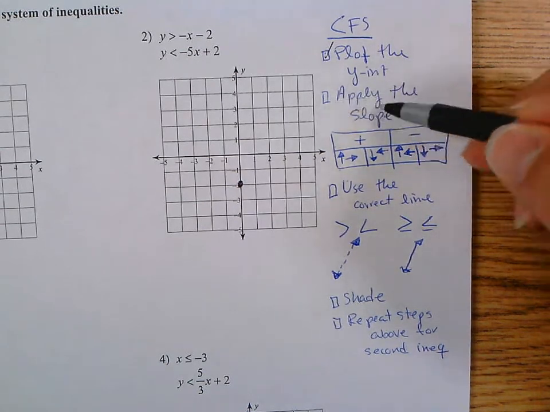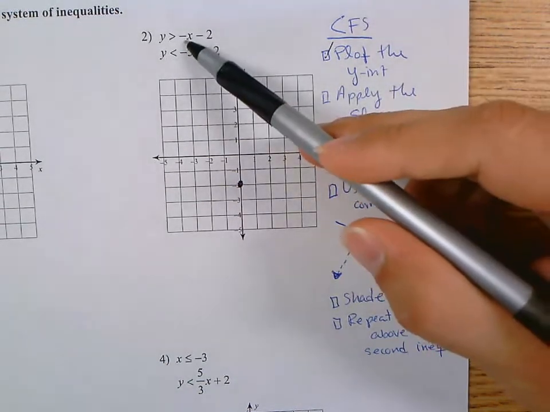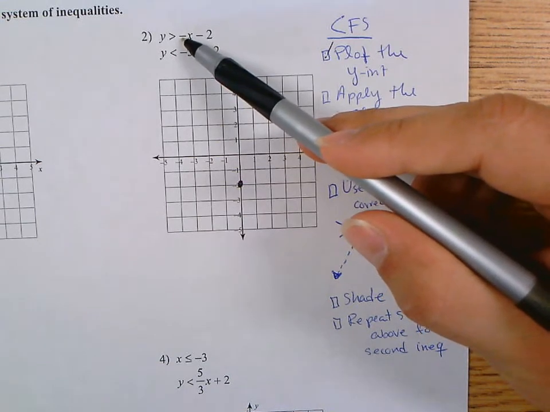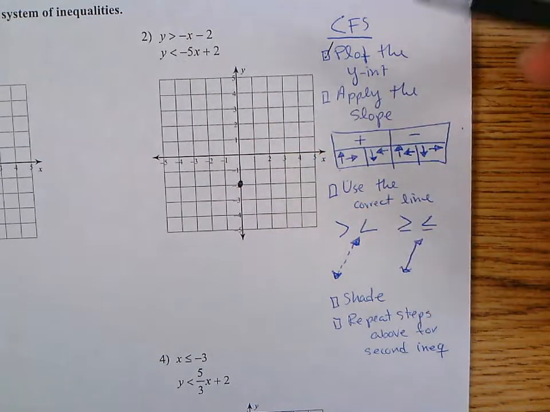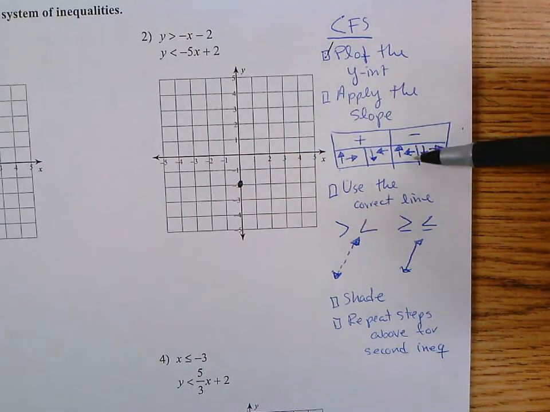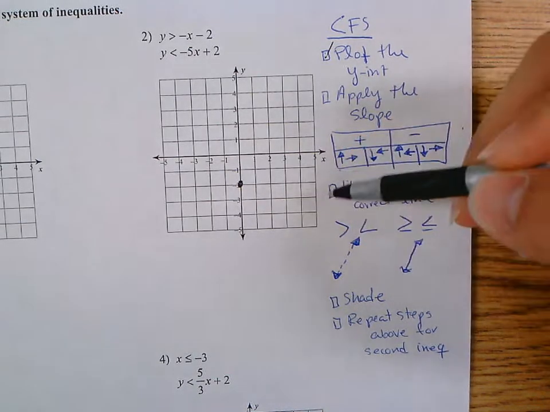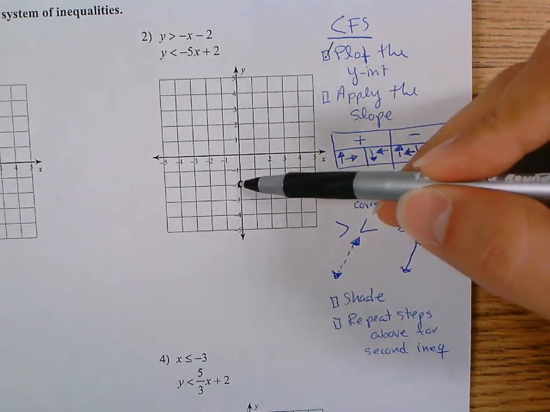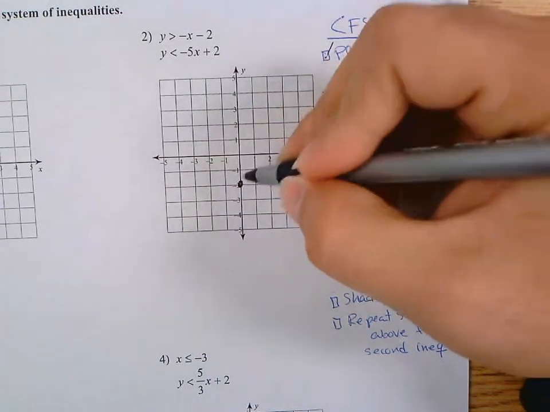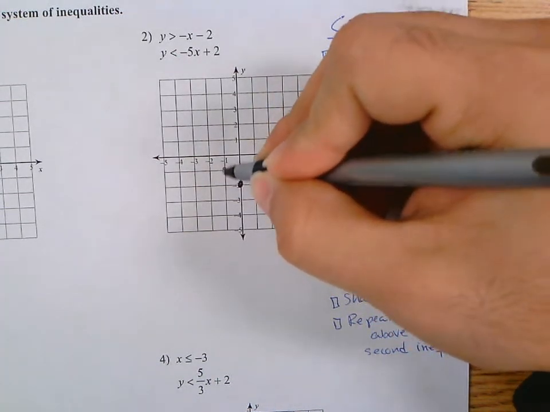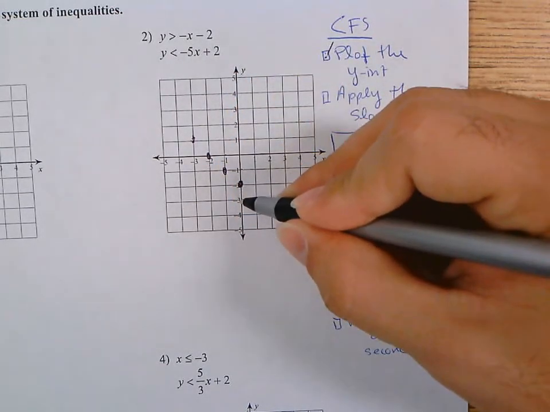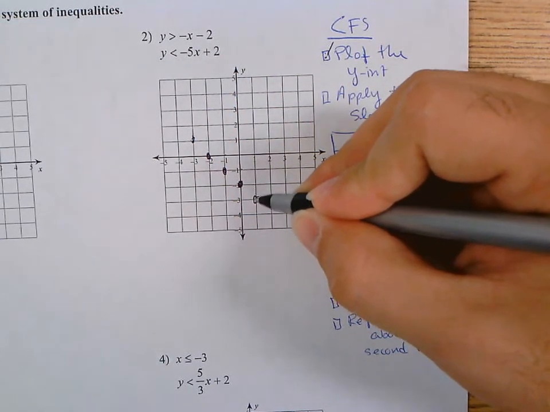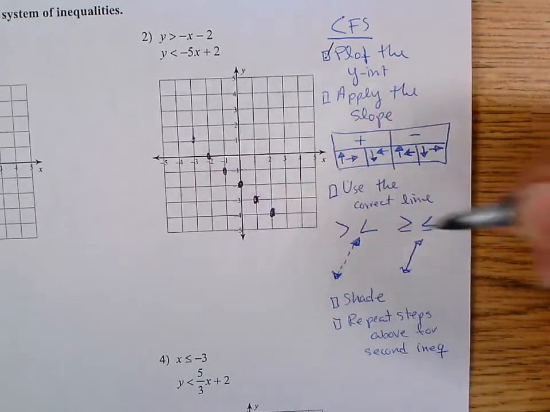My second step is to apply the slope. My slope is -1. Every time I have a minus in front of a variable, that means a -1. So because my slope is negative, I'm going to use either one of these combinations. I can either go up left or I can go down right. So I'm going to go one up, one left, one up, one left, one up, one left. And I can also go one down, one right, one down, one right.